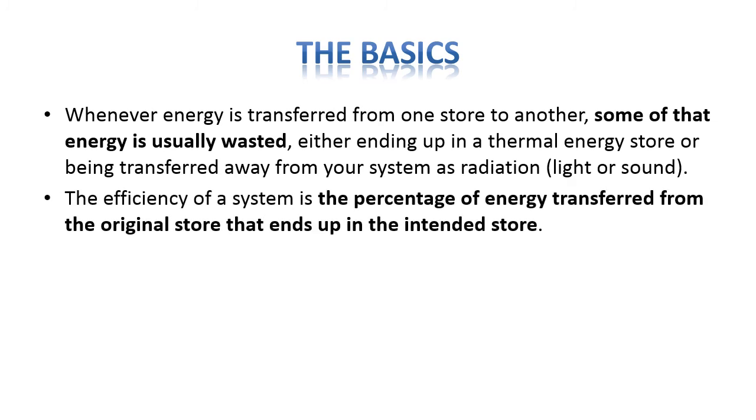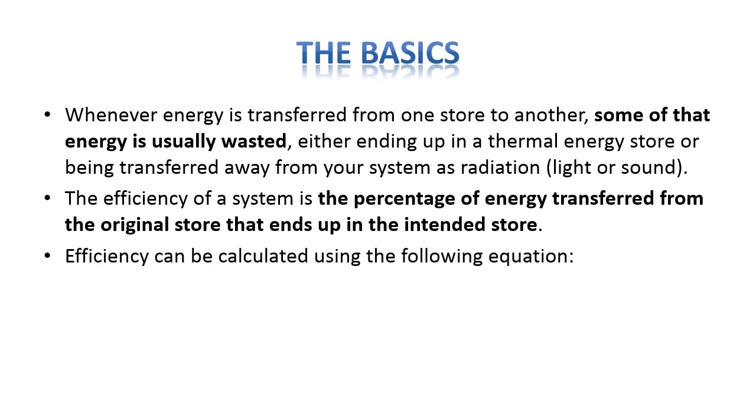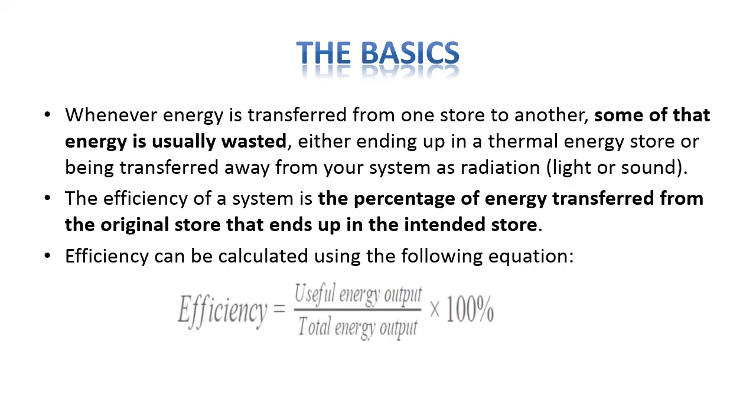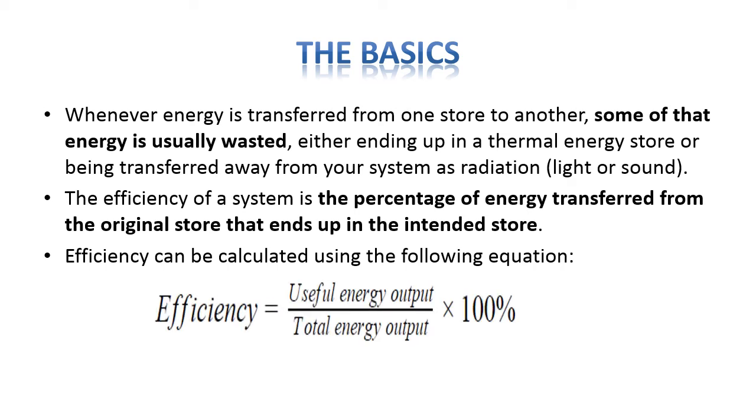The efficiency of a system is the percentage of energy transferred from the original store that ends up in the intended store. Efficiency can be calculated using the following equation. Efficiency is equal to useful energy output divided by total energy input and multiplied by 100%.